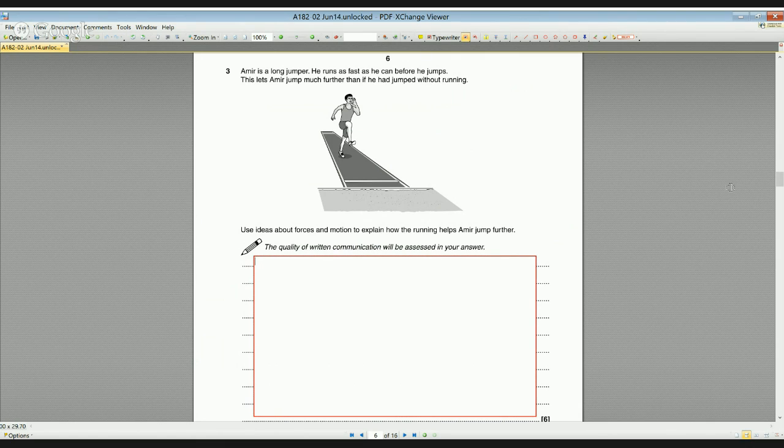So as with any 6-mark question, the first thing we need to do is identify our command words. So we need to be using ideas about forces and motion to explain how the running helps Amir to jump further.